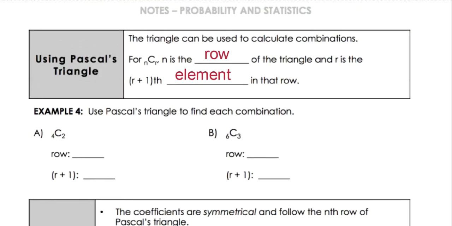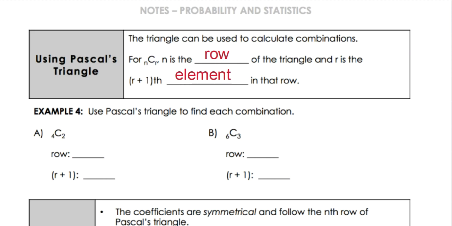So the triangle can be used to calculate combinations. So for any given combination of n choose r items, n is the row of the triangle. So that tells us how far to go down. And then r is the r plus 1 element in that row. So you go one step further basically than how many you're trying to find.